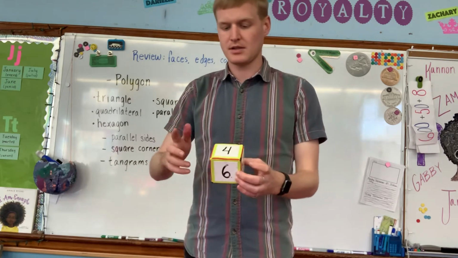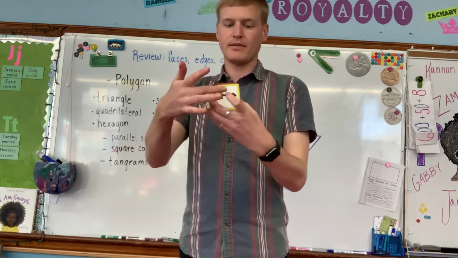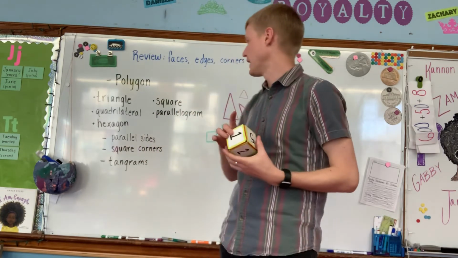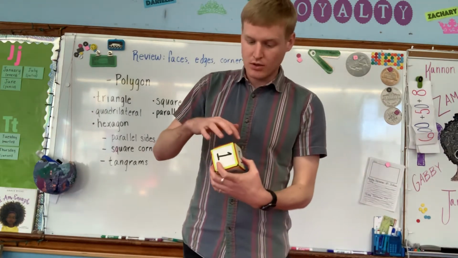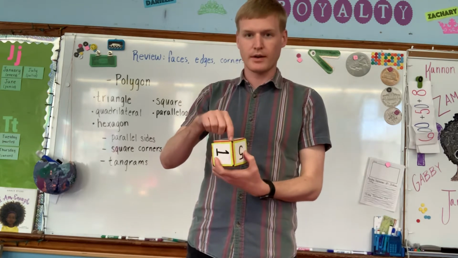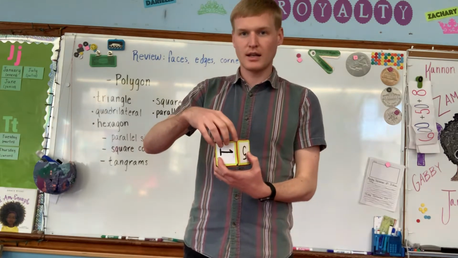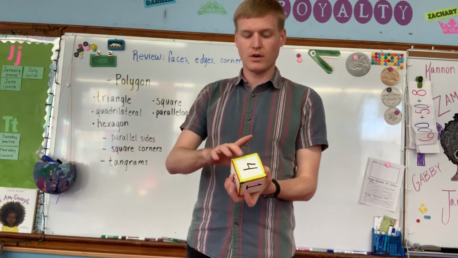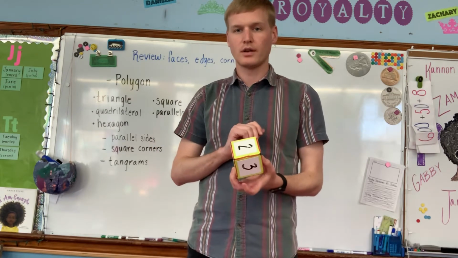So let's count the edges. 1, 2, 3, 4, 5, 6, 7, 8, 9, 10, 11, 12 edges. And then corners are where your edges meet. So 2 or 3 or more edges meet to make a corner. So these 3 edges are meeting right here to create a pointed corner. So this cube has 1, 2, 3, 4, 5, 6, 7, 8 corners.